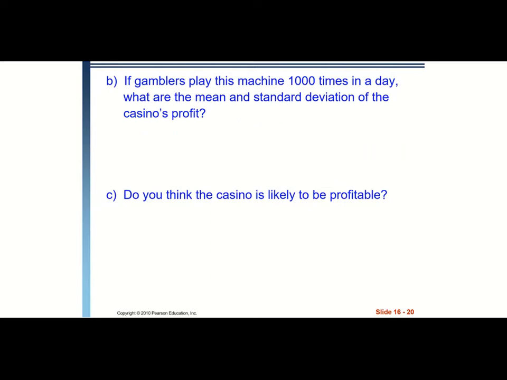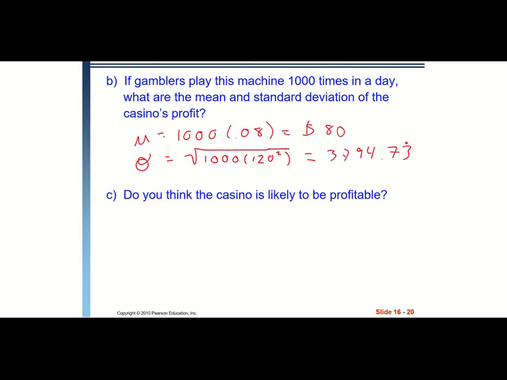All right, do we think that the casino is likely to be profitable? We're going to eventually talk about how to figure this out using a more mathematical justification. But when we look at this, we see that their profit of $80 is very small compared to the standard deviation. There's a huge amount of spread here, meaning that really it could go either way. And if we actually did the statistical mathematical justification here, we'd see that they have a slightly more than 50% chance on this machine of being profitable. So over the long run, they'd be profitable, but in a single day, it's slightly better than a coin flip of them coming out on top.